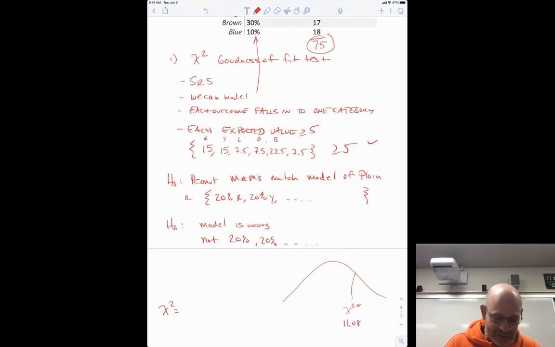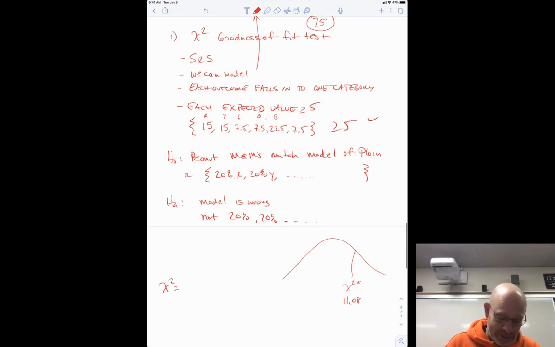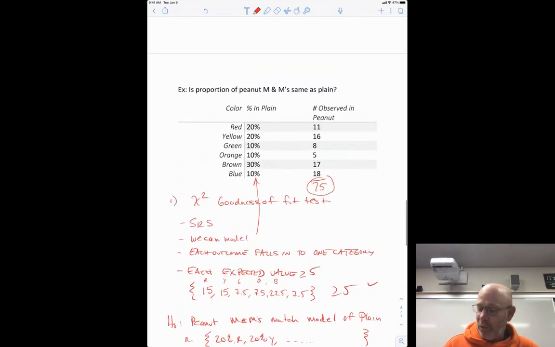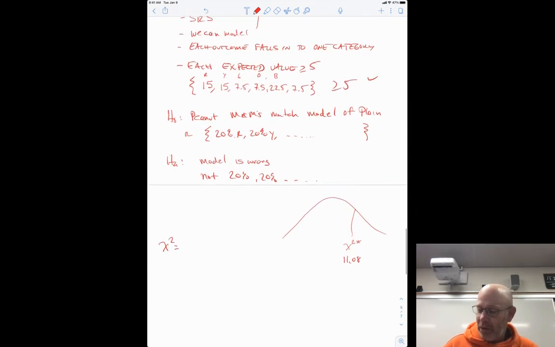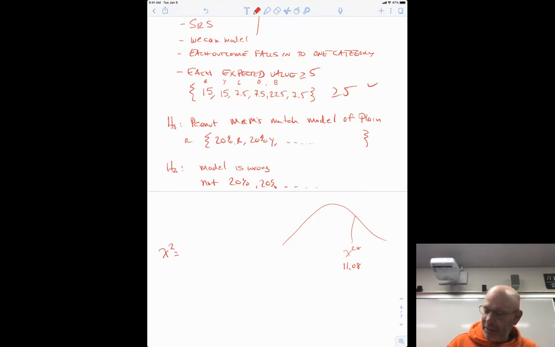So sorry, I'm going to just kind of do this. I probably should have done this in advance, but I wasn't prepared. I apologize. So I'm just going to walk you through what I'm doing right now. I'm just on my calculator. I'm on my list. So my list 1 is going to be my observed. Okay, so 11, 16, 8, 5, 17, and 18. My list 2 are going to be my expected, which are 15, 15, 7.5, 7.5, 22.5, and 7.5. And now I'm going to move over to list 3.